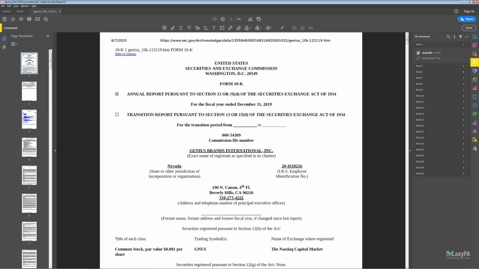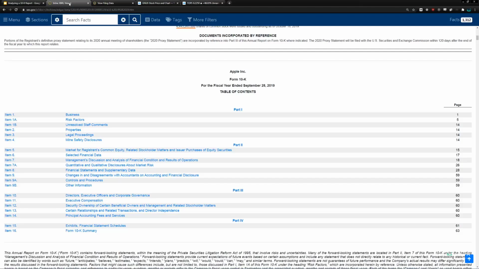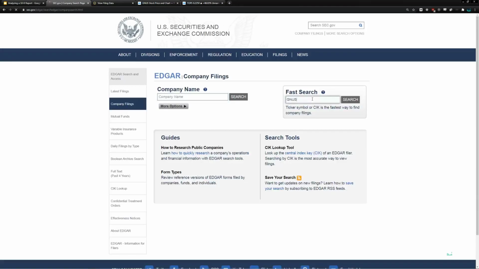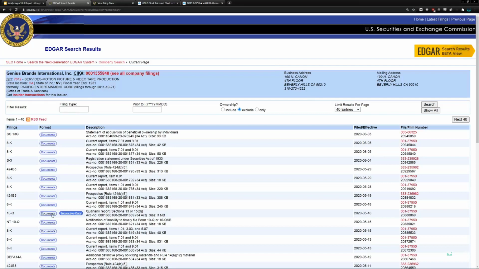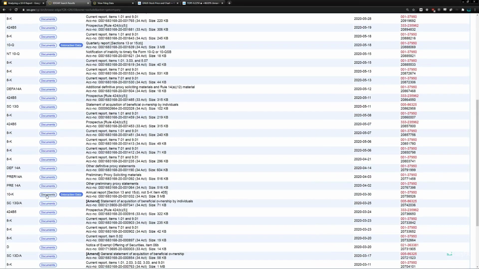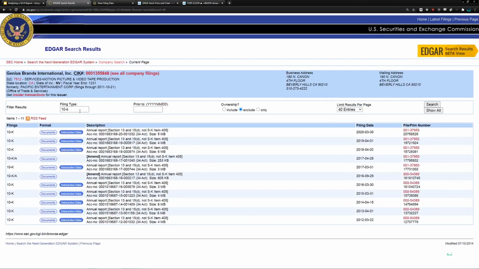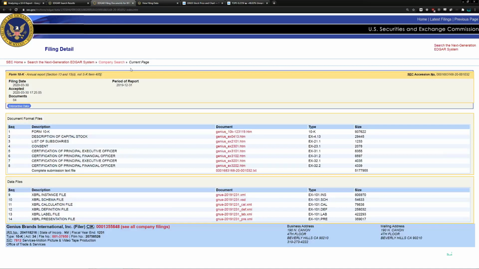But let's look at the actual 10K report. So this is the report that I downloaded. This is the 2019 10K. If we go to the SEC site, and once again, you can just go to company filings, type in GNUS, and then it's right here. That's the most recent one. It was filed on March 30th of 2020. If you're looking for just those, type in 10K there, hit Documents, and all I did is download this file.